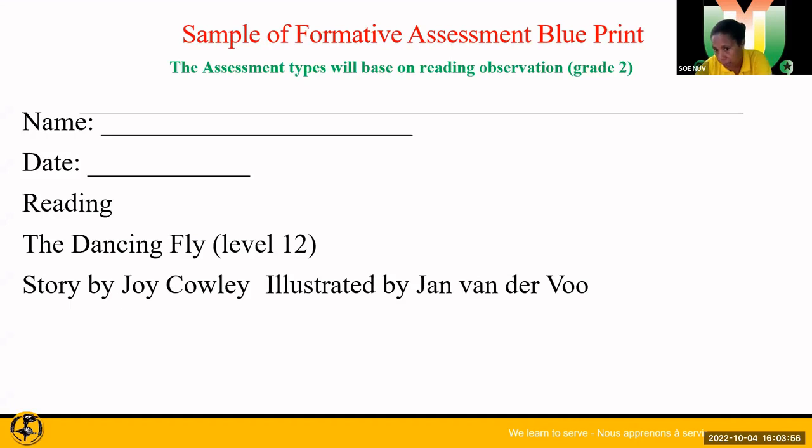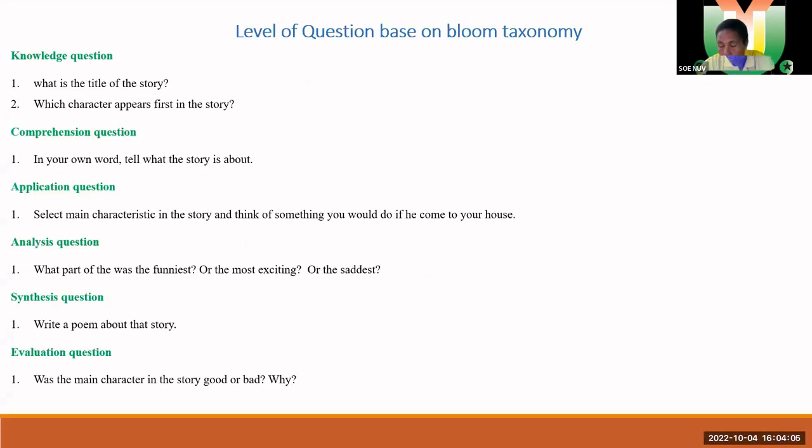So we have the name, the date, the reading is The Dancing Fly. And this is the author and the illustrator of the book. Now, these are the questions that have been asked, and they follow the set of levels of Bloom's taxonomy.